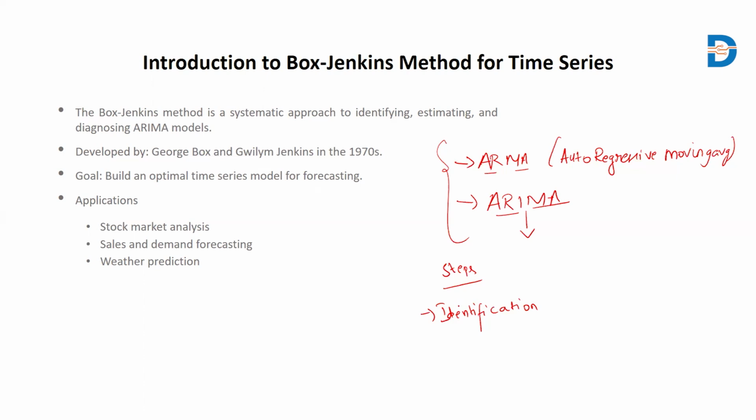So you will have different parameters for your model. The model has P, D, and Q. These are the parameters. P is for auto-regressive, D is for differencing, and Q is for moving average. These are the three parameters in this ARIMA model. So the first step is to determine the appropriate values for these P, D, and Q parameters.